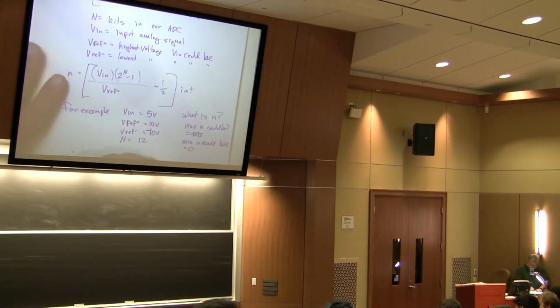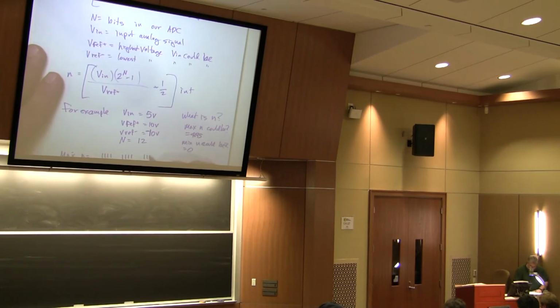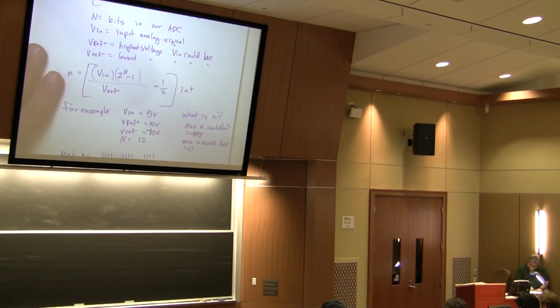So in the case of the max, n is going to be 1111, 1111, 1111. The min of n is equal to 0000, 0000, 0000. In this case, the max is going to be when the voltage is 10 volts for the input. The minimum is going to be when it's negative 10 volts.